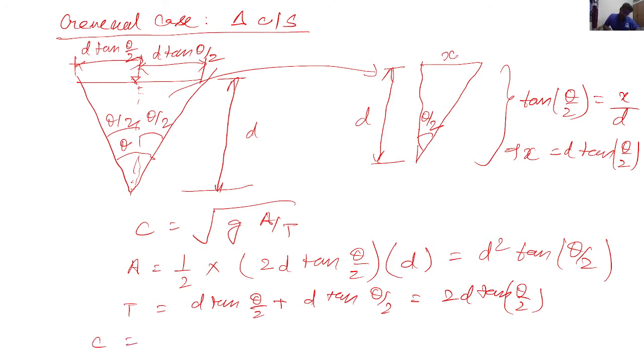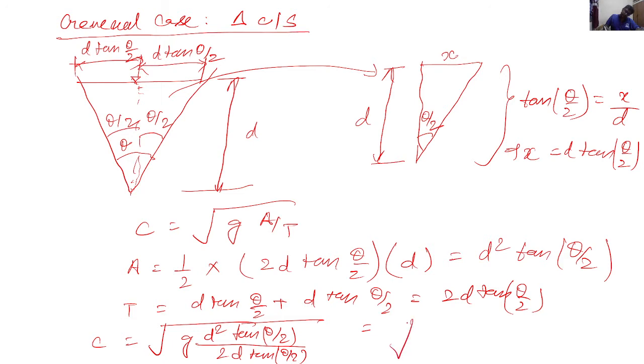So celerity happens to be square root of g a by t. So it would be d square tan theta by 2 by t, which is 2d tan theta by 2. So it comes out to be square root of g d by 2.